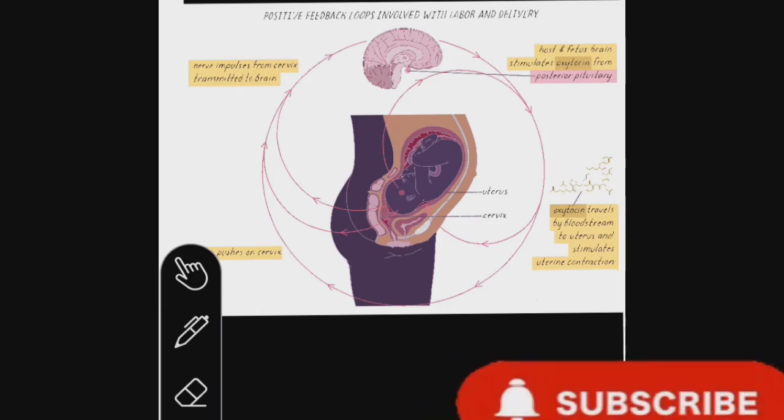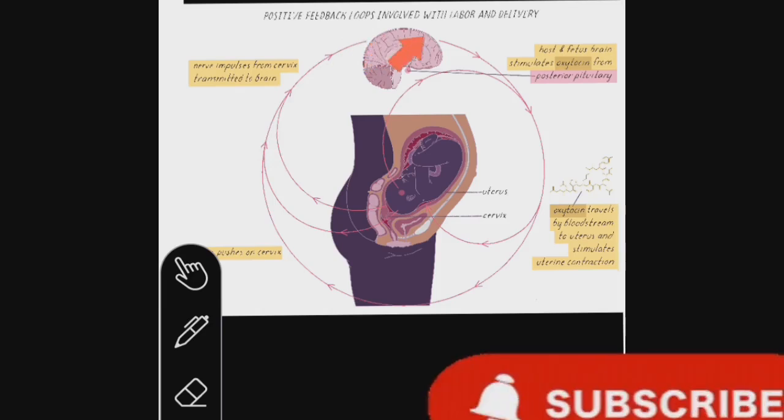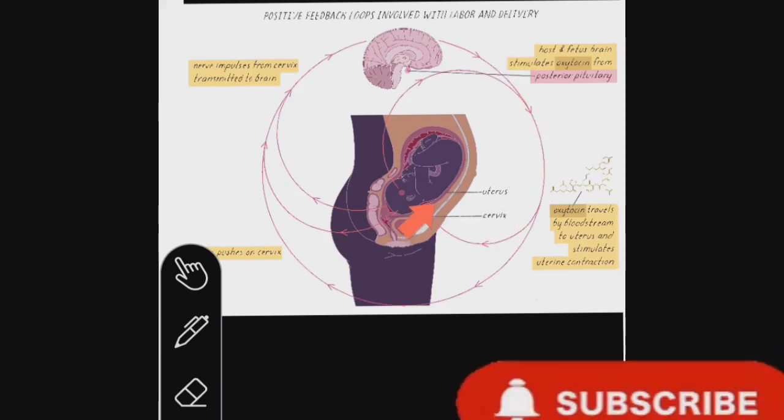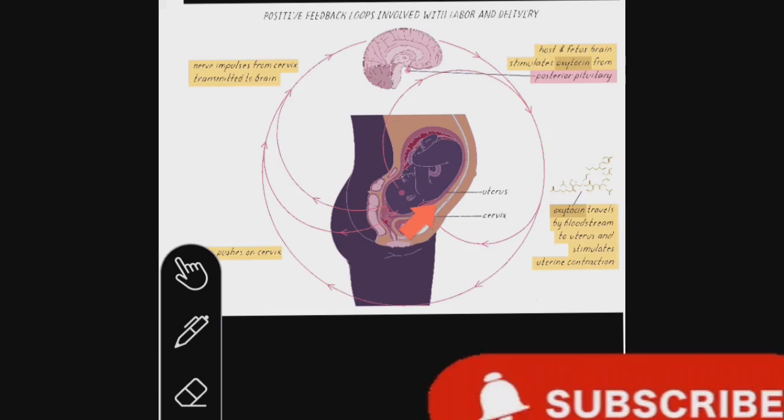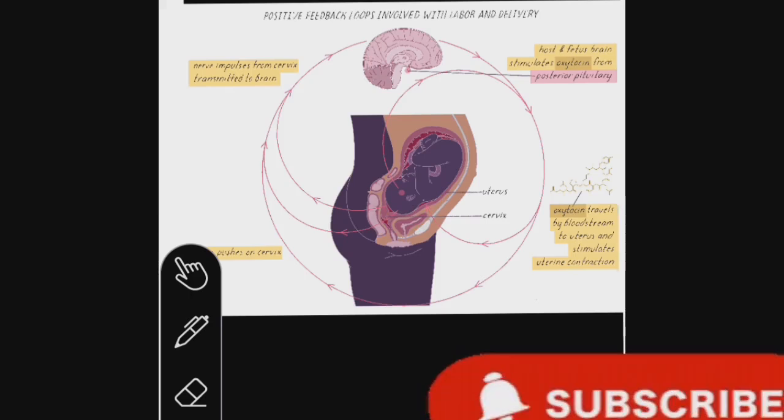So hypothalamus, right, nerve impulse from the cervix goes to the hypothalamus. Hypothalamus initiates the posterior pituitary gland to release oxytocin. Then the oxytocin is released, and then an impulse is sent, right, to the uterus and stimulates uterine contraction. Those contractions are responsible for pushing the baby further downwards, which stretches the cervix even more. And more stretching means more oxytocin is produced. More oxytocin means stronger contraction. Stronger contraction causes even more stretching. So the response keeps amplifying and amplifying until delivery occurs.